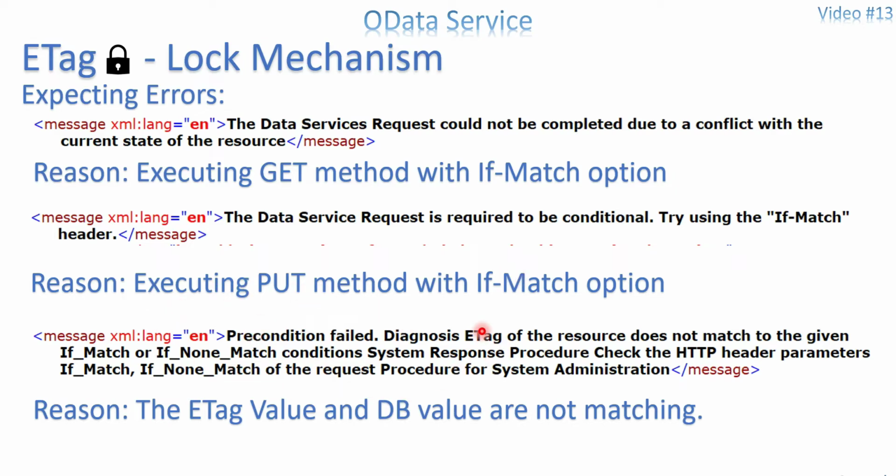It's nothing but the else part. You are saying if match, so if it matches, update in the database. If it does not match, what is the else part? It gives an error, precondition failed. Everything is a standard message. We are not going to create anything, automatically it will trigger. Okay, so hope you have an idea about ETag now. I will show you in the system.